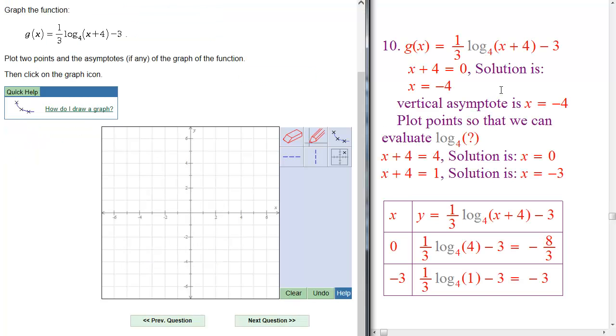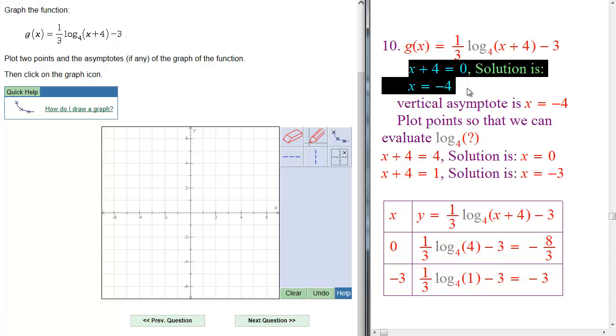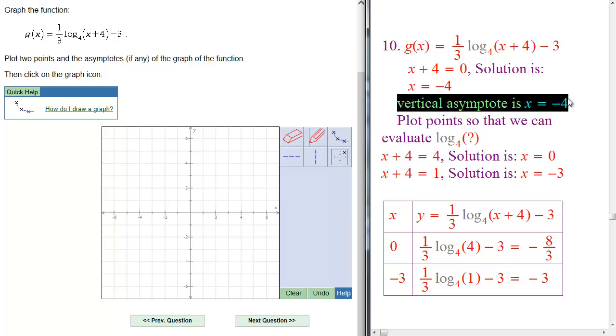When you are graphing logarithmic functions, remember we need to figure out what our vertical asymptote is. Since we cannot have the logarithm of 0, we have to set x plus 4 to 0, which gives us the solution x equals -4. So our vertical asymptote is x equals -4. So here's our asymptote, x equals -4.